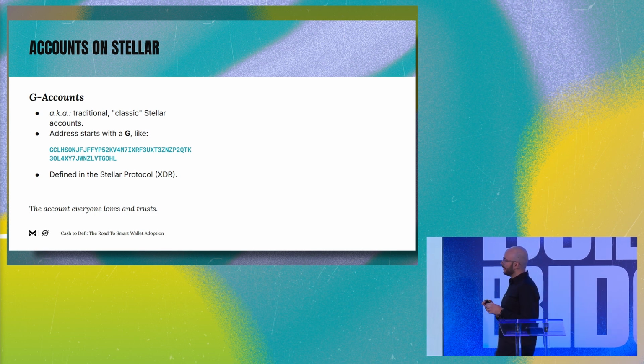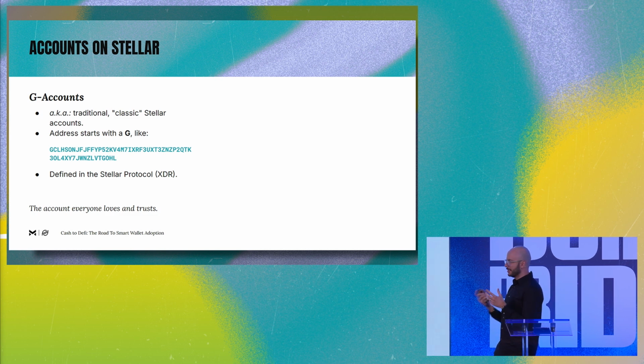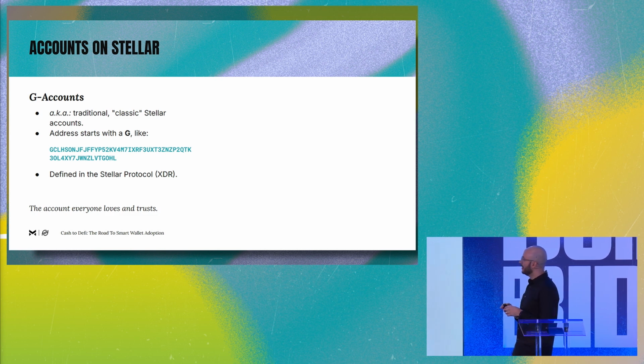What I really like about them is they're defined in the Stellar protocol. Their behavior is very deterministic, very well known, very well bounded. If I were to write a tagline for them: the account that everyone loves and trusts, right?